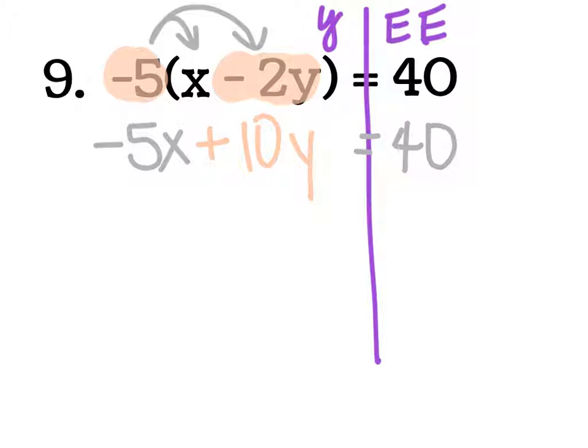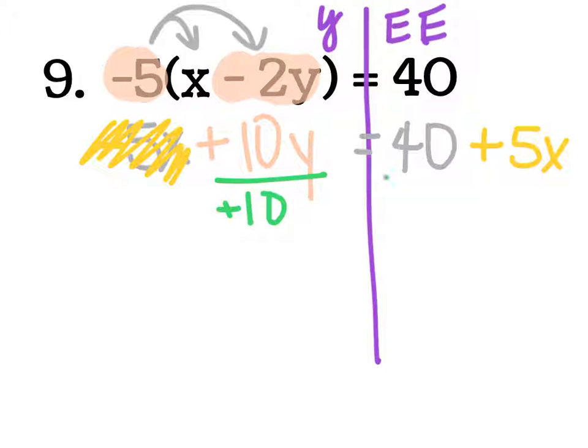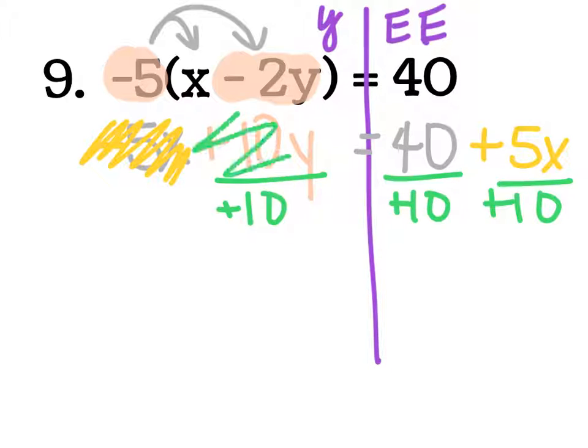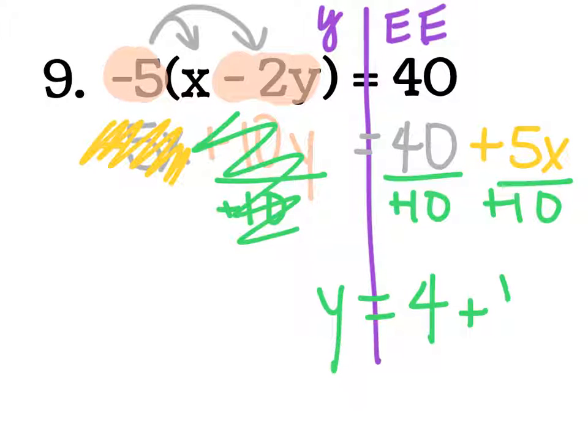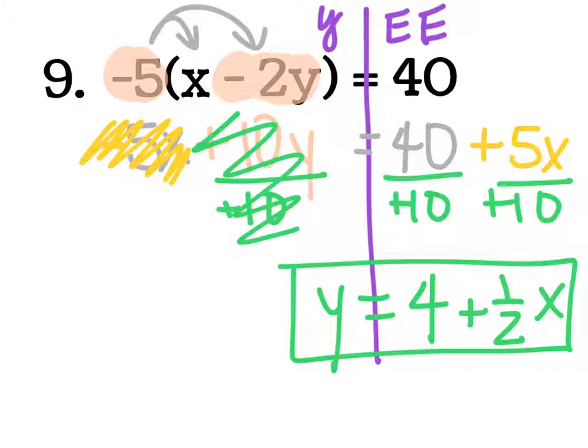So I'm trying to get y by itself. Well, I need to get rid of this minus 5x, so it's going to become a plus 5x on the right side, so that's gone. Now I've got to get rid of the coefficient of y, which is a 10, and that's a positive 10. So I'm going to divide everything by positive 10. So I'm left with y equals 40 divided by 10 is 4. A positive 5 divided by a positive 10 is still going to be positive. 5 over 10 reduces to 1/2 x. So my equation would be y equals 4 plus 1/2 x.